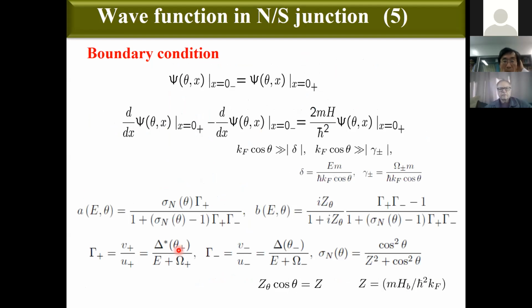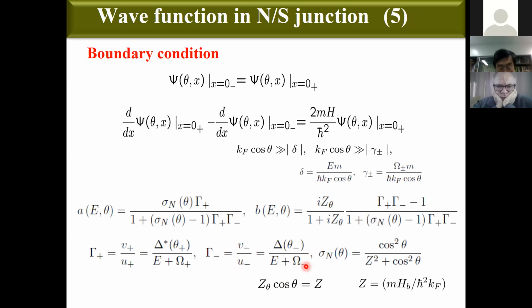Then we postulate the boundary condition. To discuss the boundary condition, we should apply it to the total wave function, including the oscillatory term. And then we get the Andreev reflection and normal reflection coefficients analytically like that. And here is the pair potential. This function gamma is quite useful. Gamma is given by the pair potential delta and also the energy, since omega plus is given by these combinations of functions, and also gamma minus is given like that.